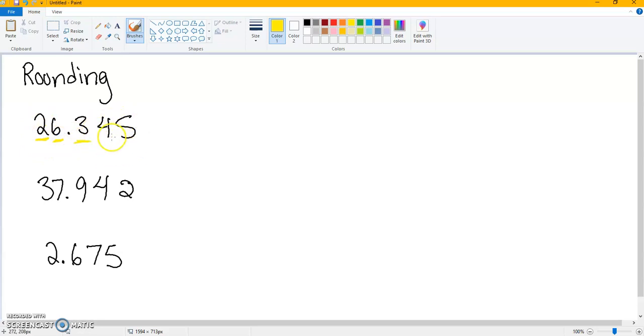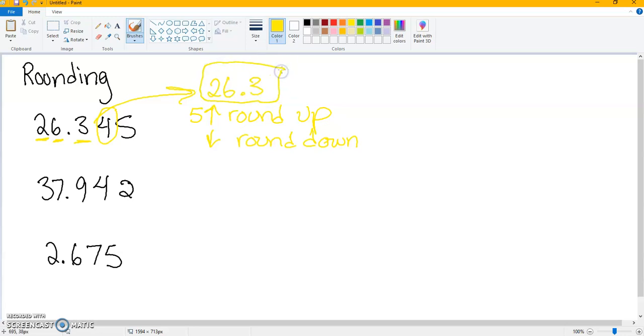Now, because I have this 4, 5 here, I need to see if I am supposed to round or not. And you guys know the rules. 5 and above, you round up. 5 and below, you round down. So I'm going to look at my value over here, this lovely little 4. It's a 4, so it's below a 5, so that means that I round down. So I would write this number as 26.3, and that would be my final answer.